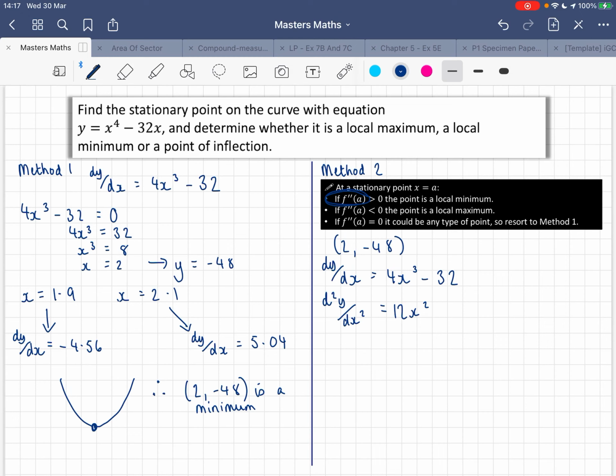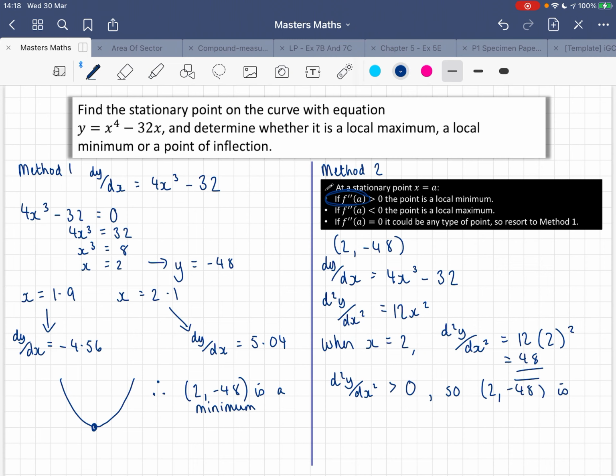And then we're going to put x into that function. So when x is 2, our second derivative is 12 times 2 squared. So 12 times 4 is 48. This is positive. So our second derivative is greater than 0. Therefore, the point we've got, 2, negative 48, is a minimum. Because if it's greater than 0, then it's a minimum. We're using the first one there. Oh, that doesn't show up very well over the black, but never mind.